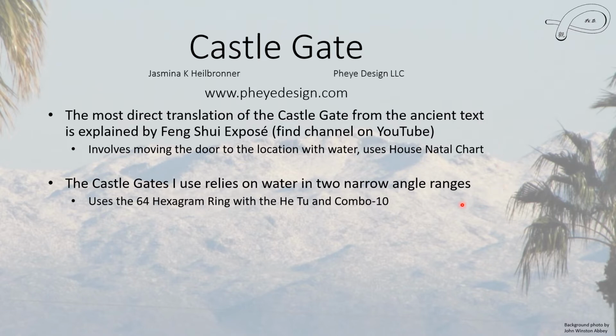Now, the castlegate that I use relies on having water in two narrow ranges in terms of angle. It uses the 64 hexagram ring and looks for Her2 and combo 10 combinations. Now, the reason why I like this method is because it is very consistent with the rest of the Flying Star system, where combo 10 and Her2 are important. And it makes sense because these things are linked. There is this kind of linkage.